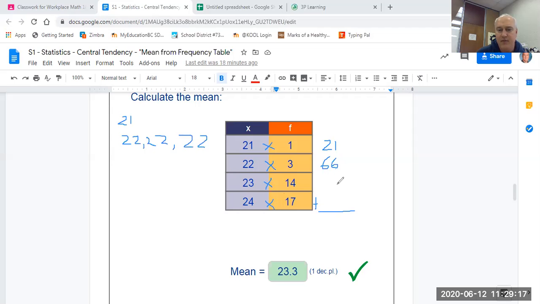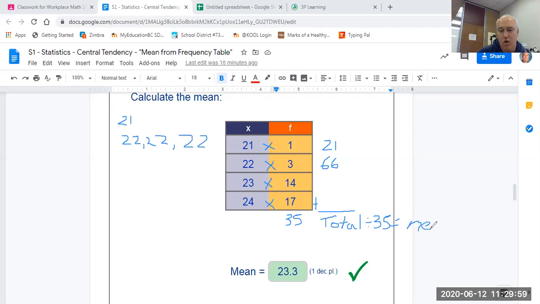And then we're going to have to take that number and divide it by the number of numbers we have. So if I add up this, 1 plus 3 is 4, plus 14 is 18, plus 17 is 35. So there is a total of 35 numbers. Whatever the total value is, which we'll plug into the calculator in a second, we are going to divide that by the number of numbers that we actually have to figure out the mean. So this will be our mean.